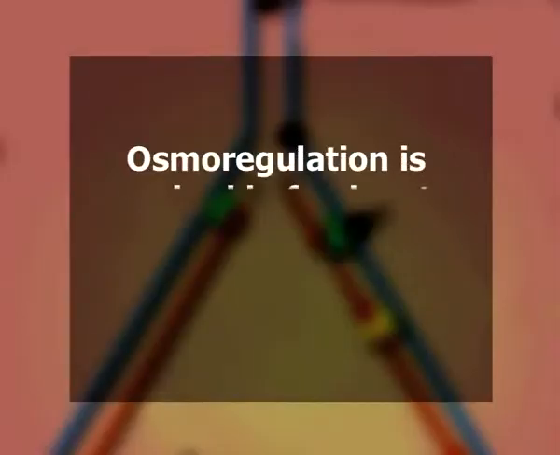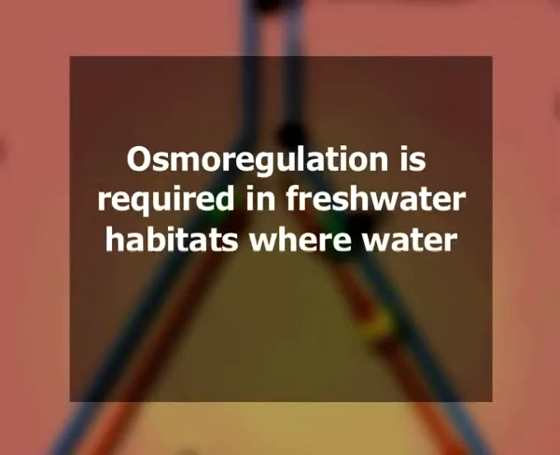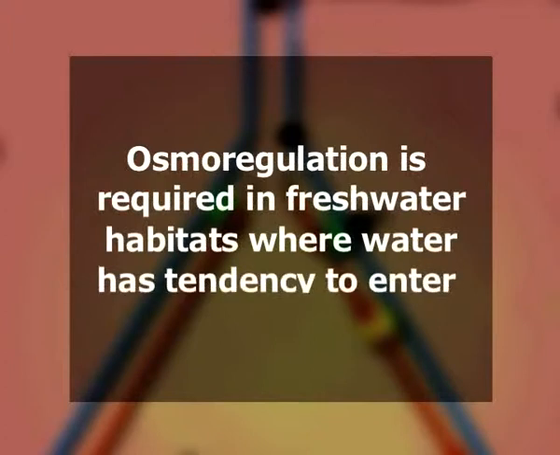Osmoregulation is required in freshwater habitats where water has a tendency to enter the living cells. Due to the presence of higher osmotic concentration in the latter, continued entry of water shall cause bursting of the cells. This is prevented by throwing the extra water to the outside with the help of contractile vacuoles.